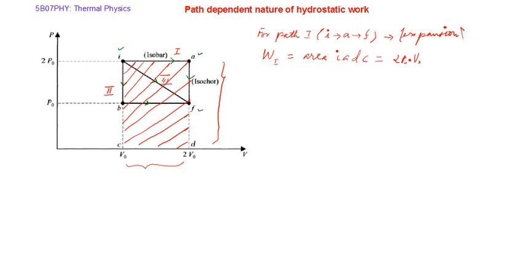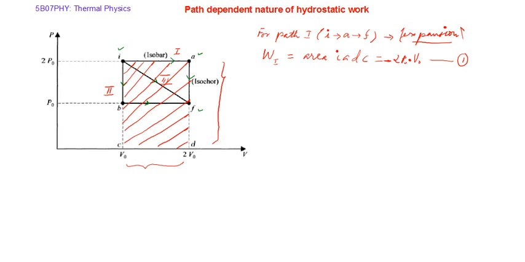Now let me do justice to our sign convention. This is representing an expansion, so the work done is negative. So let me say that the work done here is negative 2P0V0. This is the work done if the system proceeds through path number 1.